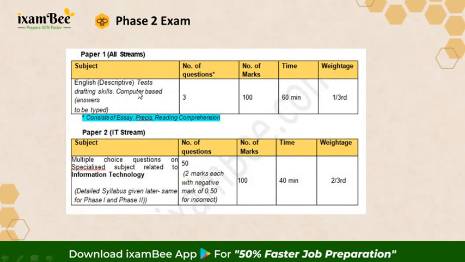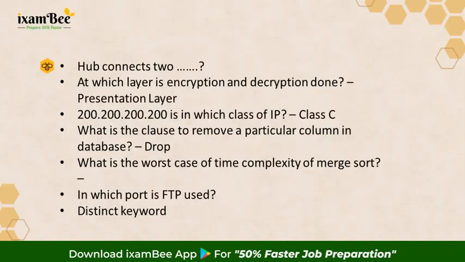In phase 2 there are again 2 papers, paper 1 and paper 2. And paper 2 is specifically for the stream-wise paper. There will be 50 questions, 100 marks and the time will be 40 minutes. So we are going to focus on this paper only in this video. So let's start the questions now. So these are the questions.